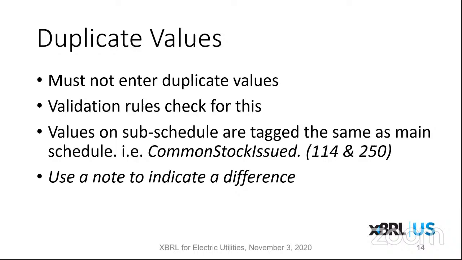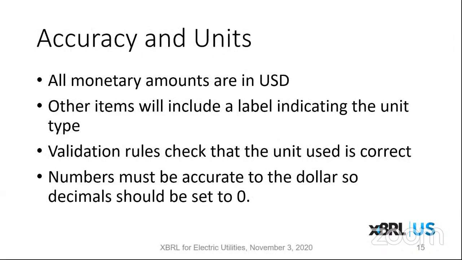Okay, so we go to the next slide, Michelle. Just generally on accuracy in units, all monetary amounts are in US dollars. There is a label in the taxonomy. If you look at the taxonomy, every element that is going to be a unit that's different than US dollars is going to have a label on it that says, this is the unit to use. There are validation rules that will also check that those elements are using those units.